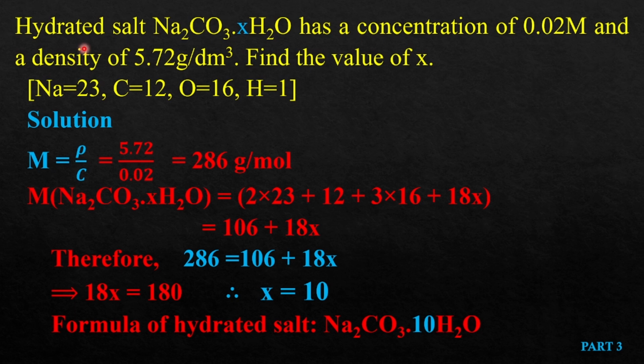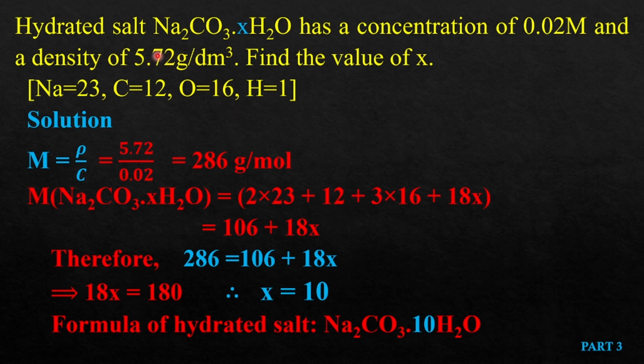This is on a hydrated salt. So, hydrated salt Na2CO3.xH2O has a concentration of 0.02 molar and a density of 5.72 grams per dm cube. We are to find the value of x. Atomic masses have been given, which is Na 23, carbon 12, O 16, and H equals 1. So how do we solve this?